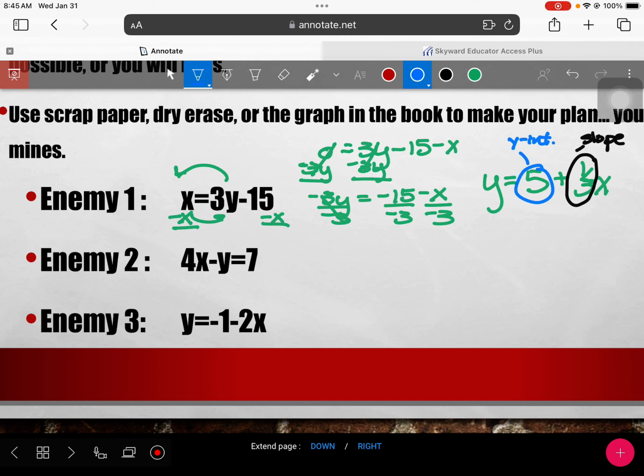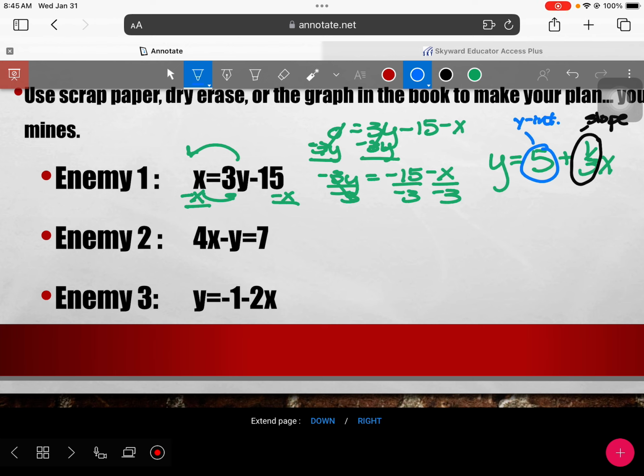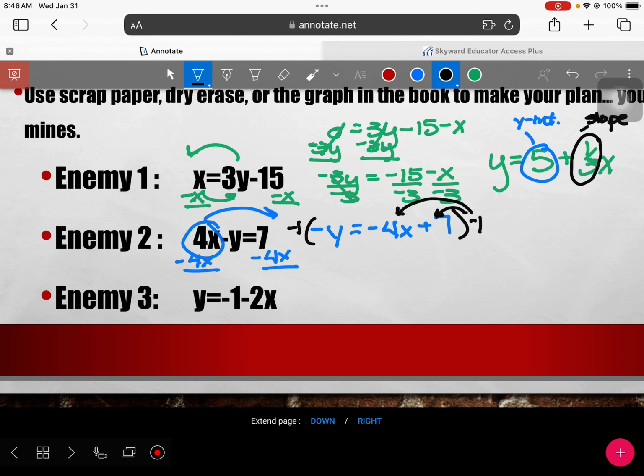All right. The next one, enemy ship 2, its route is 4x minus y equals 7. I need to move 4x to the other side. So I will subtract 4x, and I get negative y equals negative 4x plus 7. I do not want negative y, so I will multiply by negative 1. I have to multiply everything by negative 1 and use distributive property. And I get y equals positive 4x minus 7.